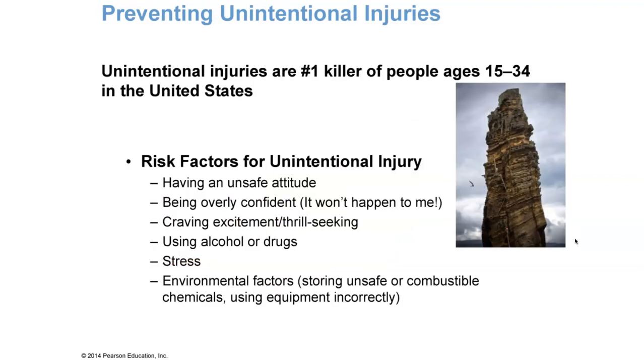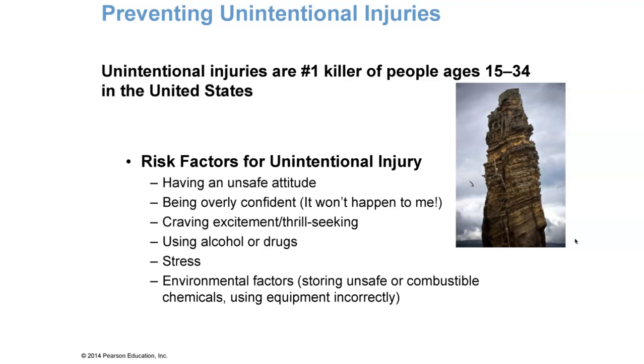All right, so preventing unintentional injuries. Unintentional injuries are the #1 killer of people ages 15 to 34 in the United States. Risk factors for unintentional injury are the following. First one, having an unsafe attitude.